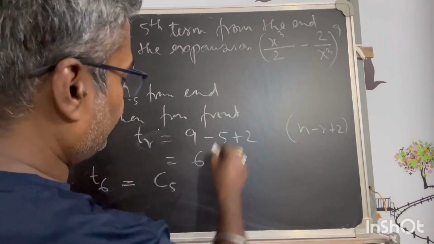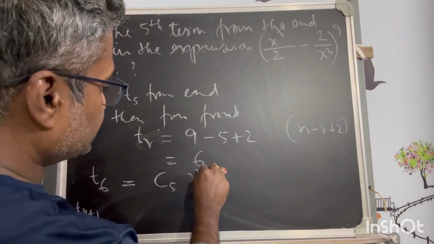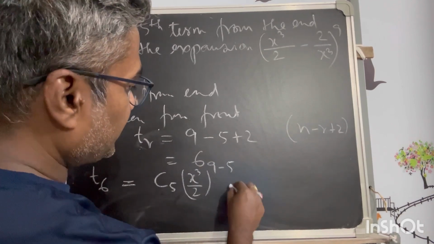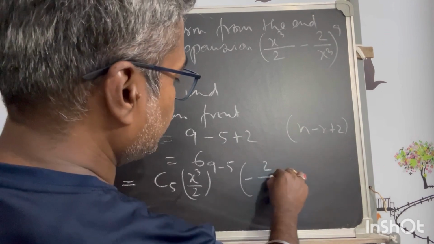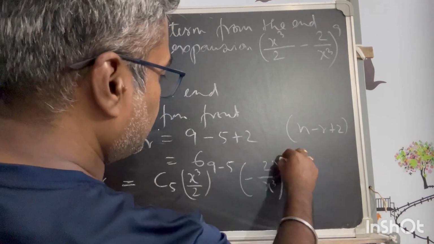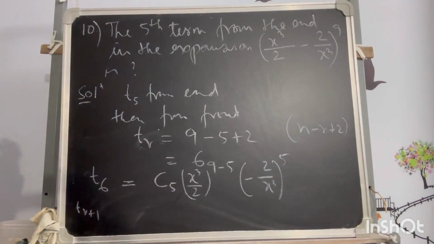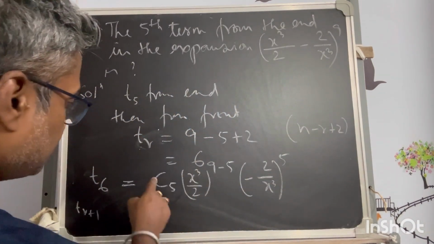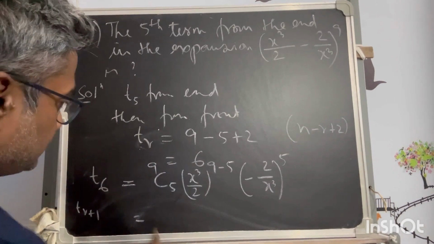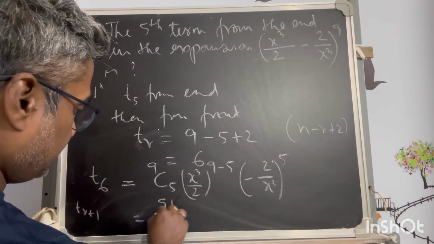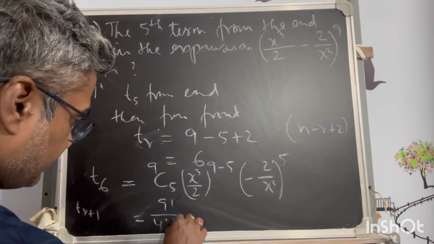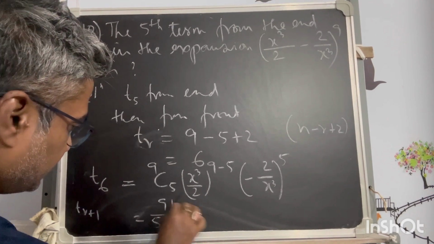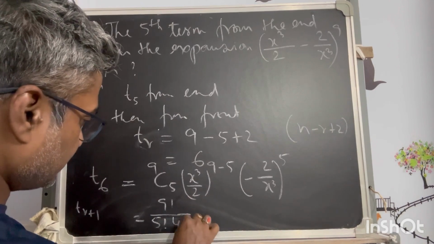And the power of the first term will be how much? x cube by 2 whole to the power 9 minus r, that is 5, and the second term will be minus 2 by x cube, to the power r, that means 5, isn't it? So this will be the term. If I cancel, this is 9c5. So 9c5, if I calculate, factorial 9 over factorial 4 factorial 5, or the reverse way you can write factorial 5 first, 9 minus 5 is equal to factorial 4.